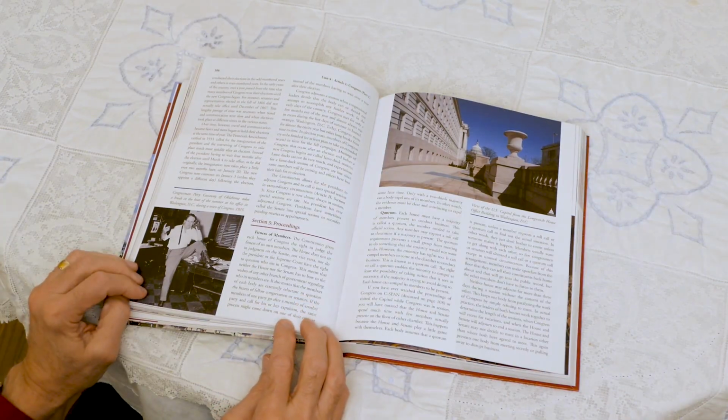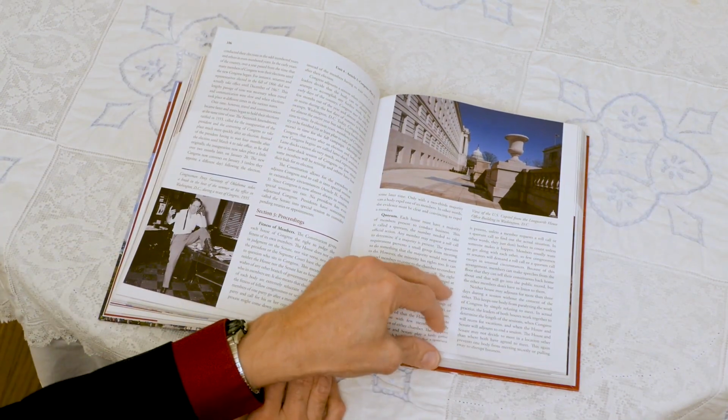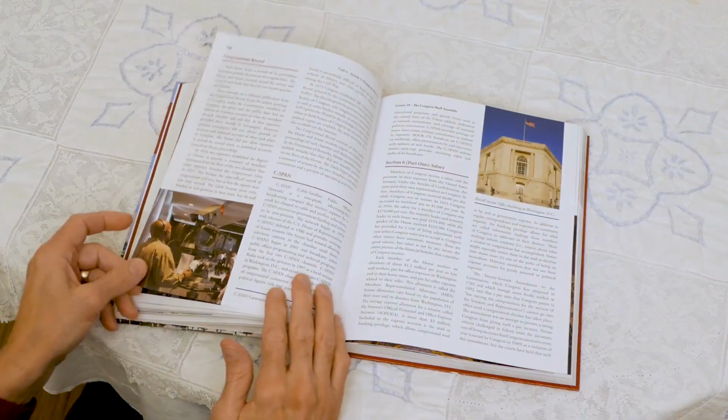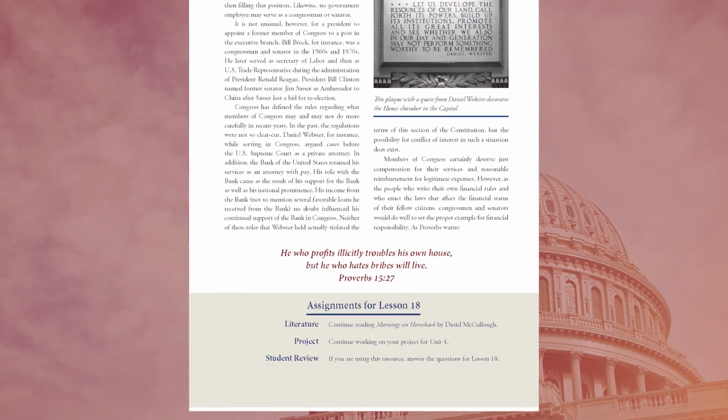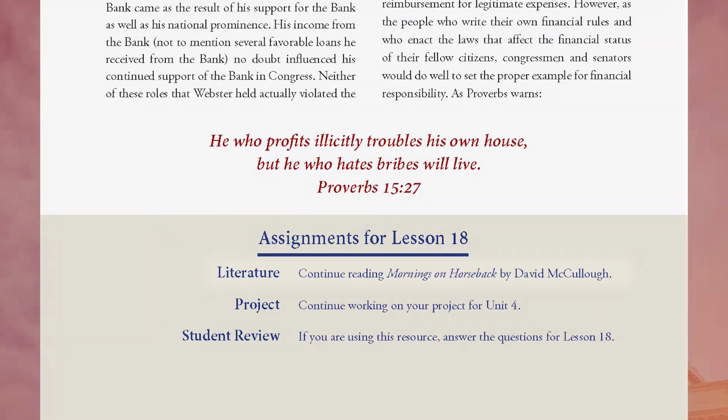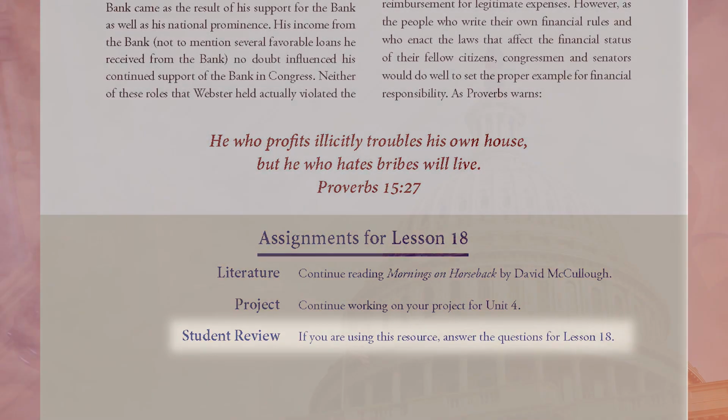Lesson 18 begins our discussion of how the U.S. Congress works. We also explain the congressional record, C-SPAN, and the salaries and expense accounts that members receive. You might be surprised. We also describe what the Constitution permits members of Congress to do and what it forbids them to do. The assignments for this lesson include reading Mornings on Horseback, working on the unit project, and answering questions in the student review.